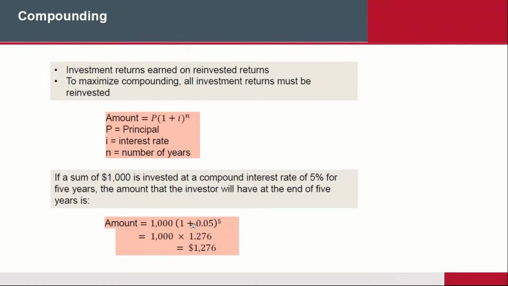This part here is multiplied by itself. So when you multiply that by itself 5 times, then it's 1.275. So today, if you gave me $1,000 and I invested it at 5% compound interest for 5 years, then 5 years from now, I will give you a check for $1,276. That's basically the magic of compound interest.